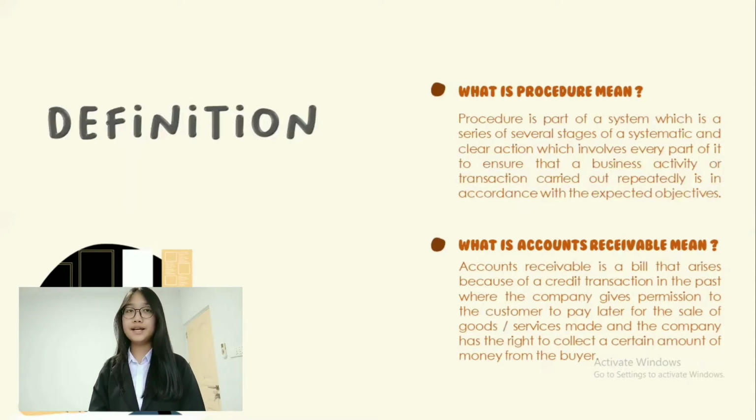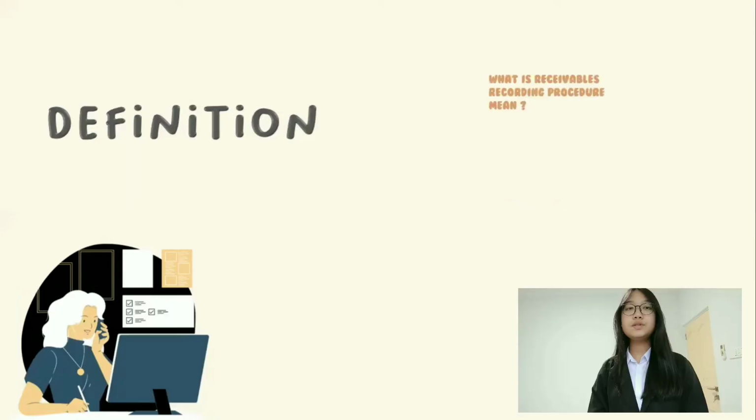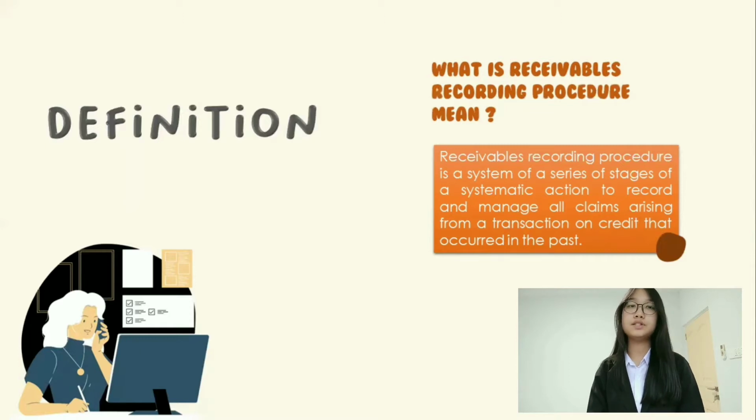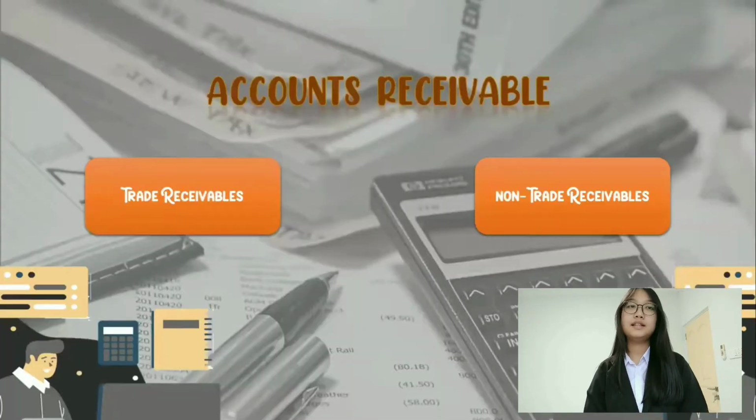From what I have defined, it can be concluded that receivable recording procedure is a system of a series of stages of systematic action to record and manage all claims arising from a transaction on credit that occurred in the past. Receivables are classified into 2 types. There are trade receivables and non-trade receivables.